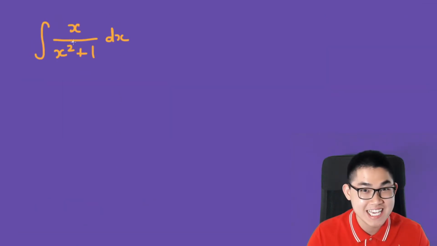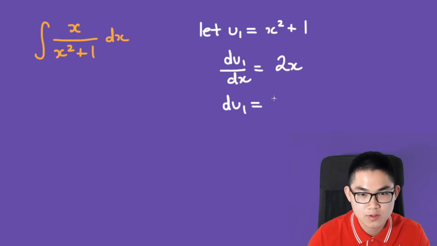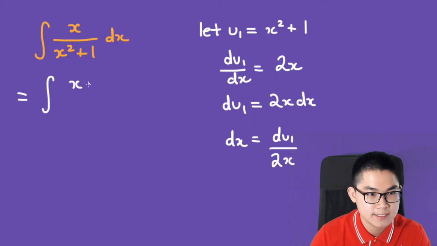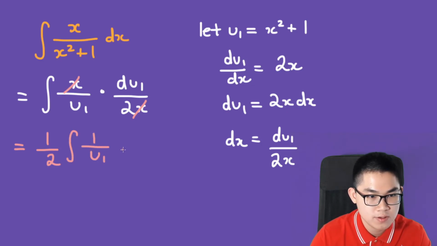Now this integral here is easy to solve because we can just use u substitution. So let u1 equal x squared plus 1. Because we already have a u, so now let's say we have u1. So the derivative of that is going to be 2x. So du is equal to 2x dx, and dx will simply be du over 2x. So this is equal to x over u, and dx is du over 2x. The x will cancel out, and we move the 2 outside of the integral, so we have 1 over 2 times the integral of 1 over u times du.